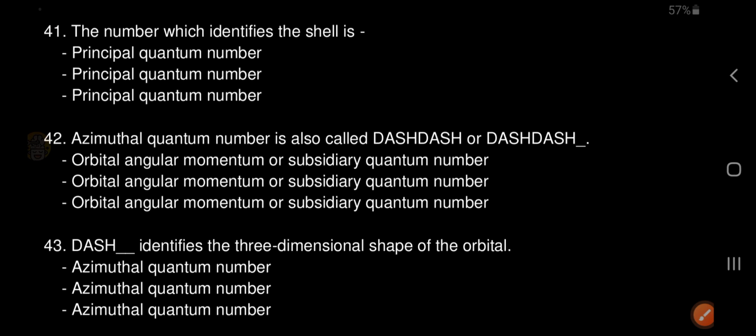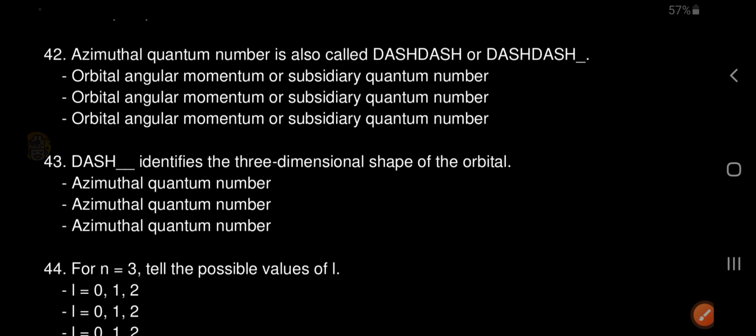Azimuthal quantum number is also called orbital angular momentum or subsidiary quantum number. The azimuthal quantum number identifies the three-dimensional shape of the orbital.